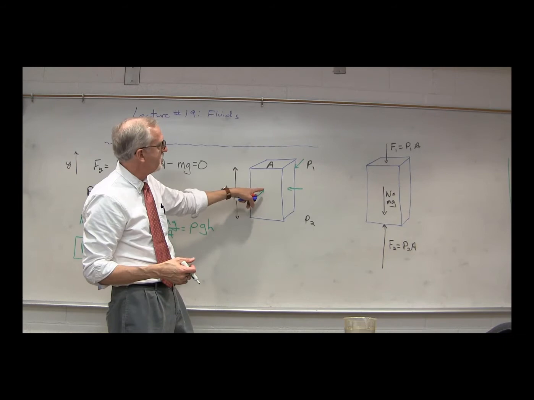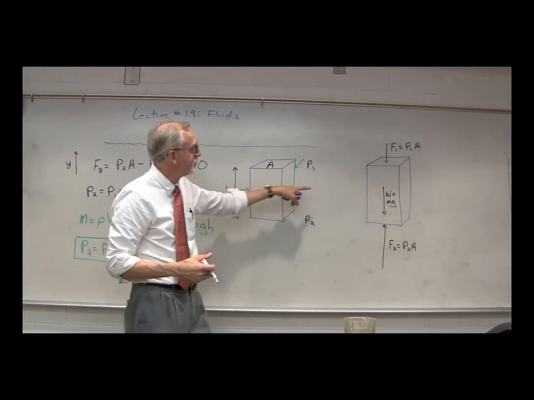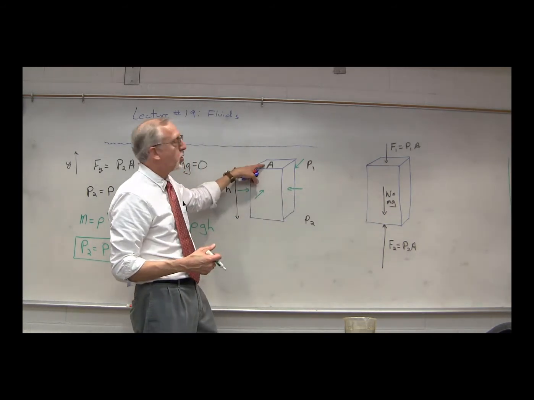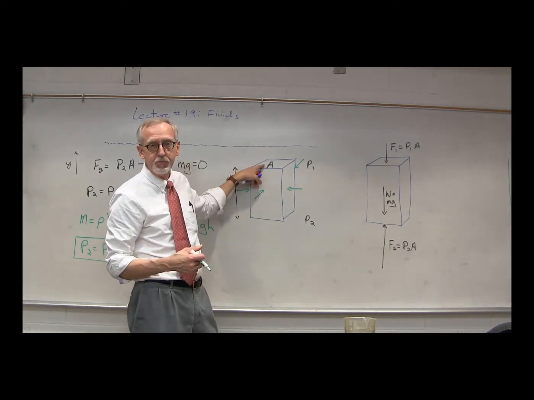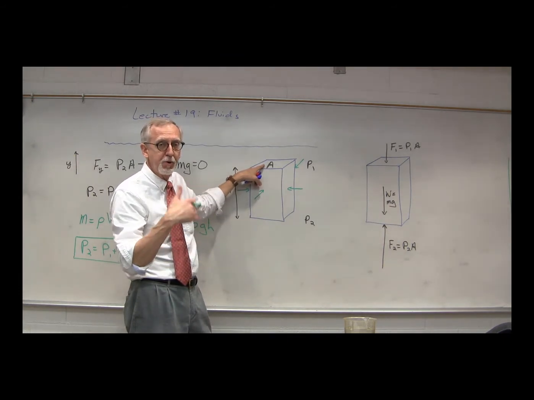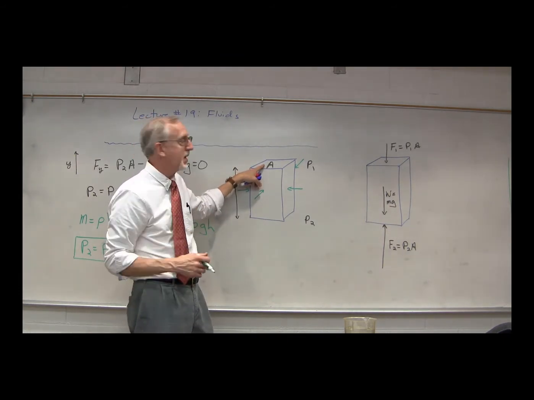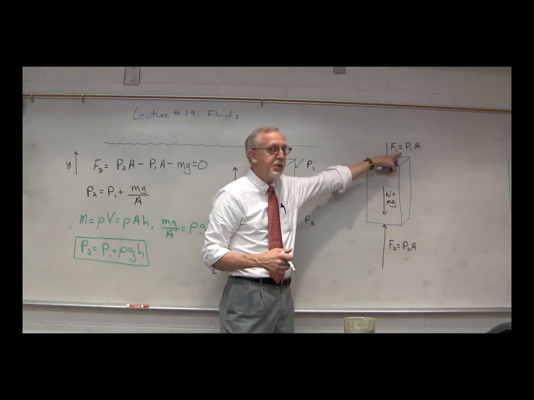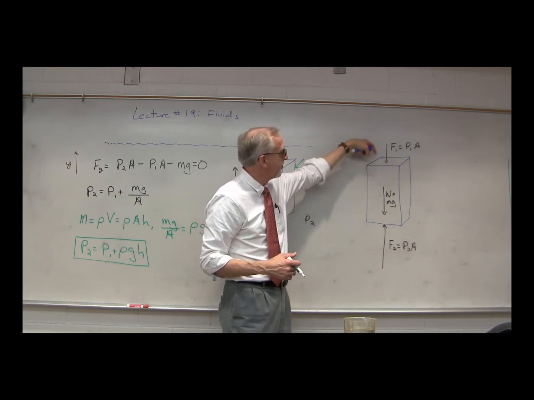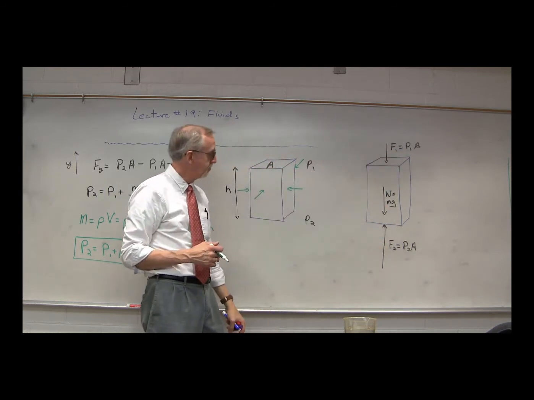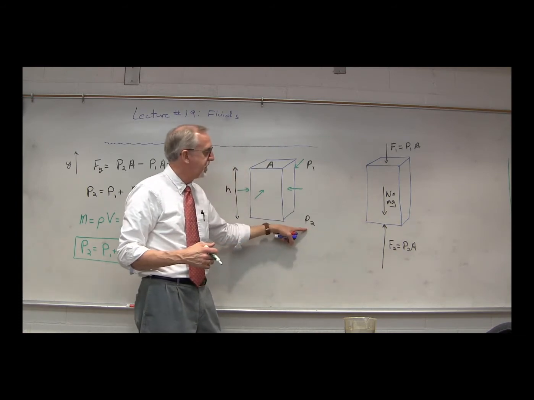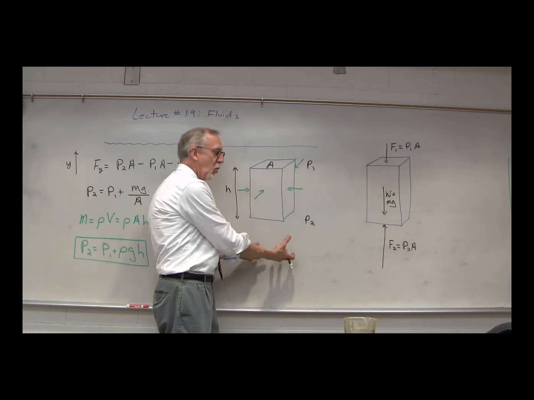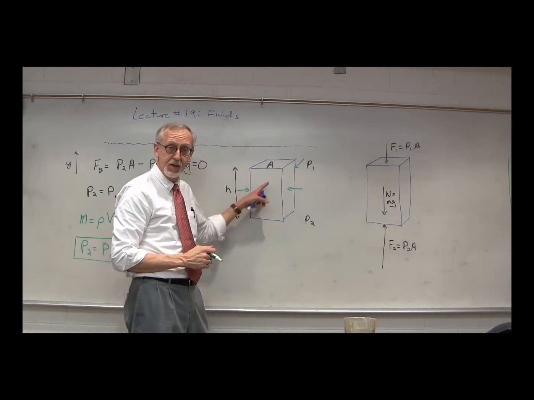Well, we would expect there to be a weight for the water itself. We'll just call that mg, a weight pulling it down. There's the force from the pressure on the top. Now remember, pressure is force per area, so the force would be the pressure times the area. So the force at the top, F1, would be the pressure at the top, P1, times the area A. So the force at the top would be P1A. The force at the bottom, because the pressure is different, would be P2A. And that would be a pressure pushing up from the water below, pushing upward on the box.